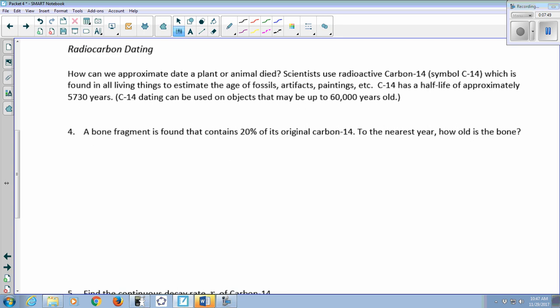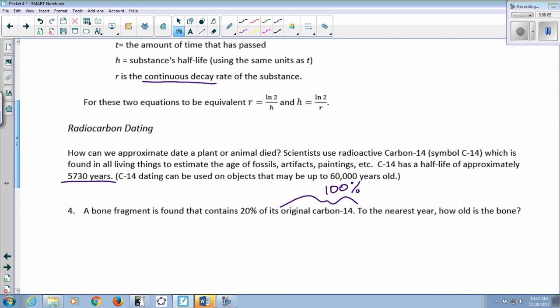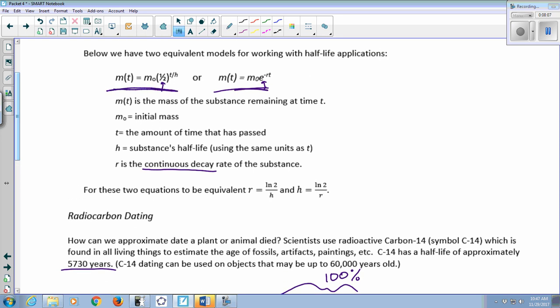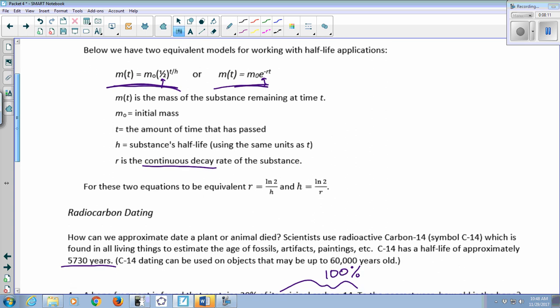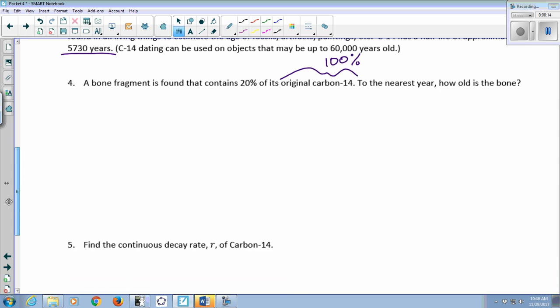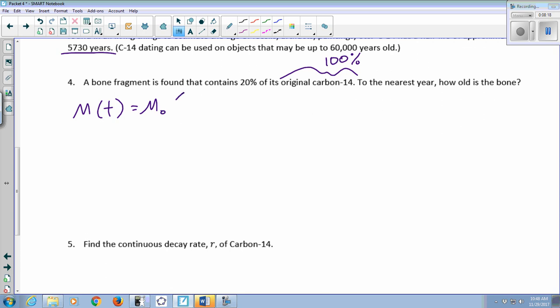Its original carbon-14, that is 100%, right? It had 100% at the original time. I'm going to use the half-life formula because they gave me the half-life. I'm going to use the formula that has H in it, this one. The other one has R in it, and I would have to convert, so I'm just going to use the one that has the H: M of t equals M0 times 1/2 to the t over H.